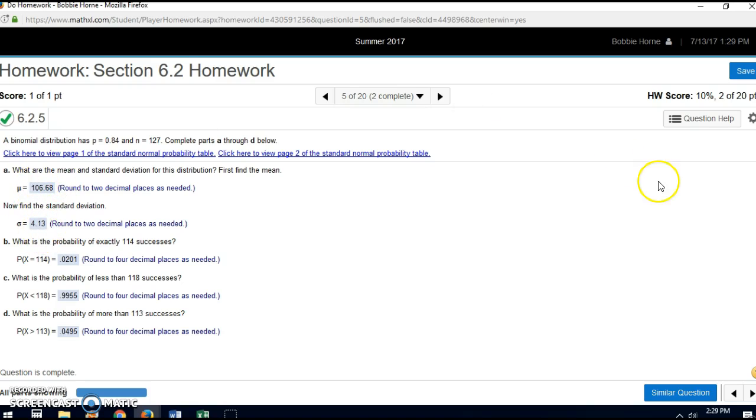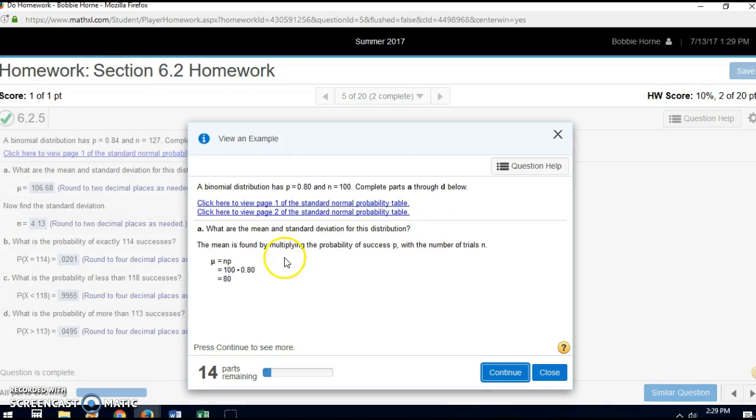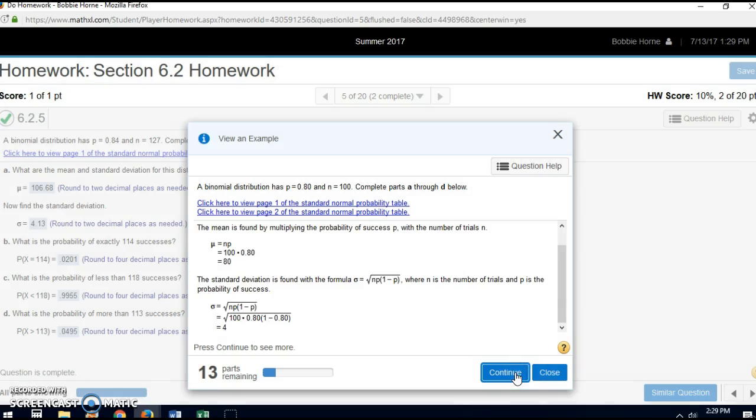Now, for the standard deviation, if you want to see your formula, go to View an Example and look at this formula, and it is the square root of n times p times parentheses 1 minus p. So we know n times p is 106.68. Take that and multiply it by 1 minus 0.84, which is 0.16. So 106.68 times 0.16, take the square root, and you will get 4.13.